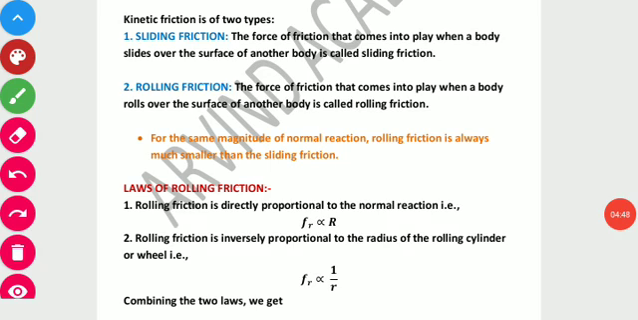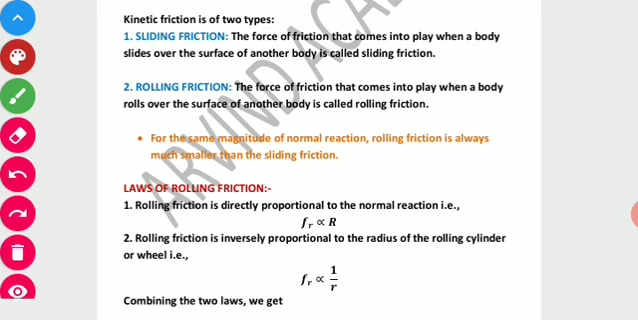Next we have sliding friction and rolling friction. So first of all, what is sliding friction? This is basically the force of friction when a body slides over another body. When two bodies slide over each other, then this friction comes into play.